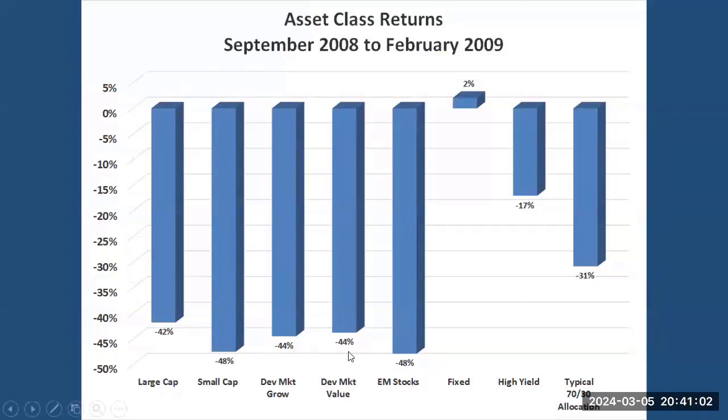Yeah, what do stocks do in a crisis? Correlations go to 1. It doesn't matter what you have. It's just going to all crash. Bonds did okay, but that's mainly treasuries. If you look at corporate bonds, they were down 15, 20% in 2008. High yield was down. A typical 70-30 portfolio was down 31%. Horrible portfolio.